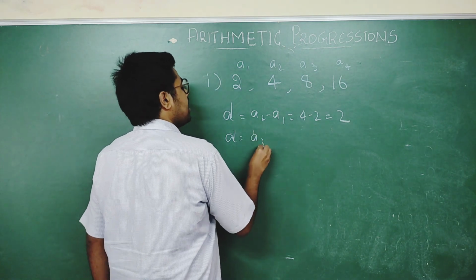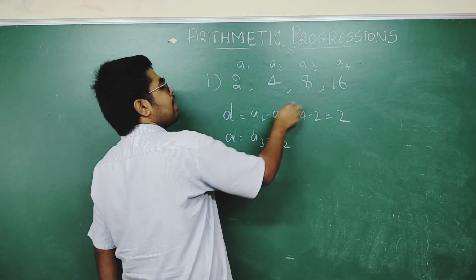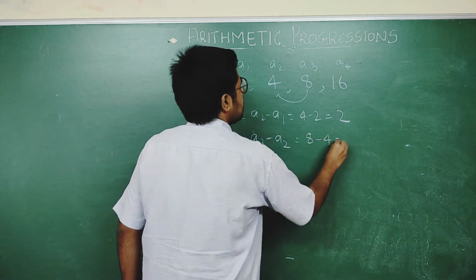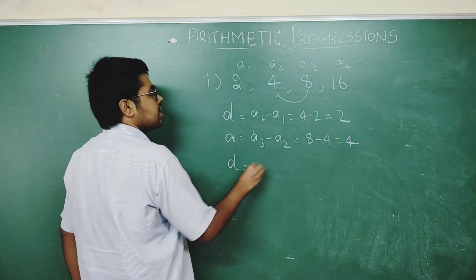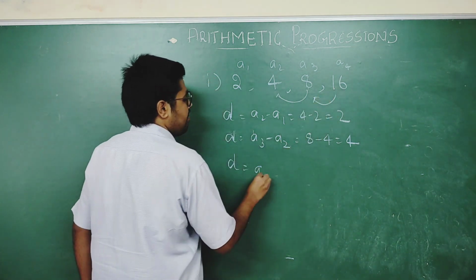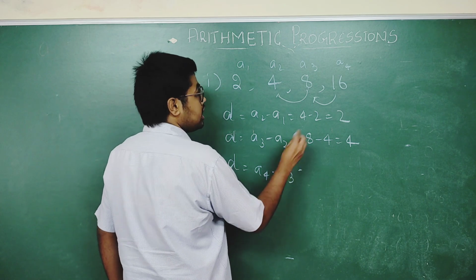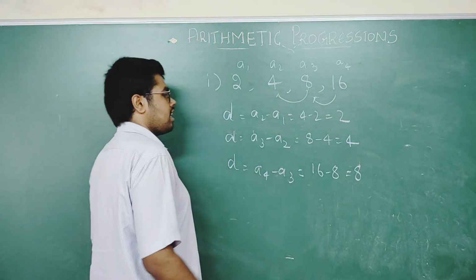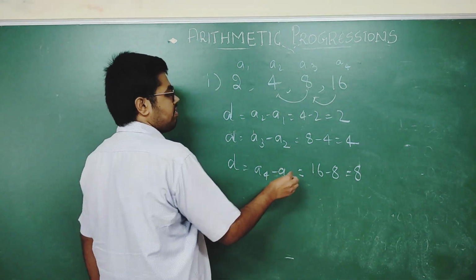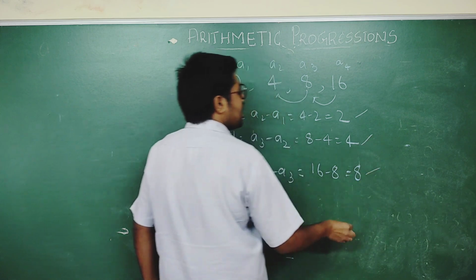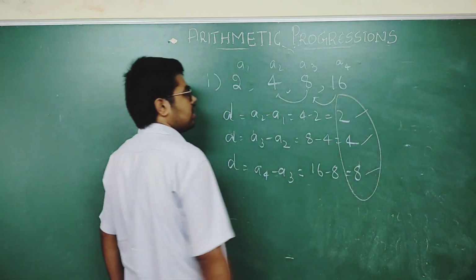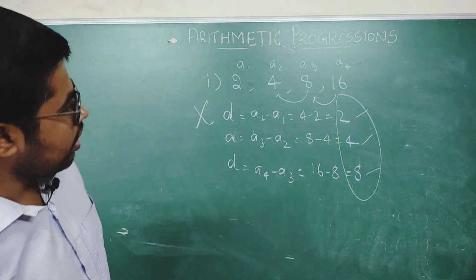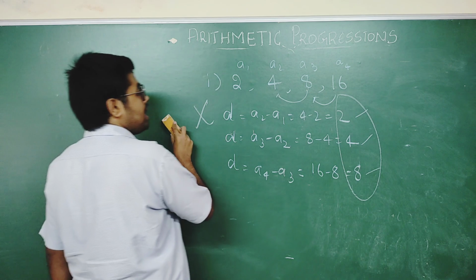Subtract A3 minus A2, this minus this. Okay, this minus this becomes 8 minus 4. How much? 4. Let me find one more common difference. A4 minus A3. So this becomes 16 minus 8. Again it becomes 8. So if you see the common differences, they are 2, 4 and 8, and there is no same common difference. So therefore this cannot be an AP. Okay, this is how we need to find out whether the given number series is AP or not.